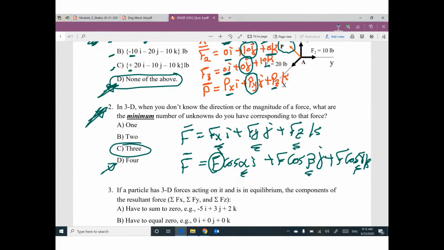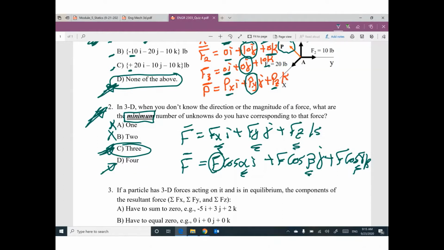But I'm looking for minimum. So the minimum number will be 3. But if you select 4, I graded it correct. But 1 or 2 is wrong. No way. 1 or 2, wrong.